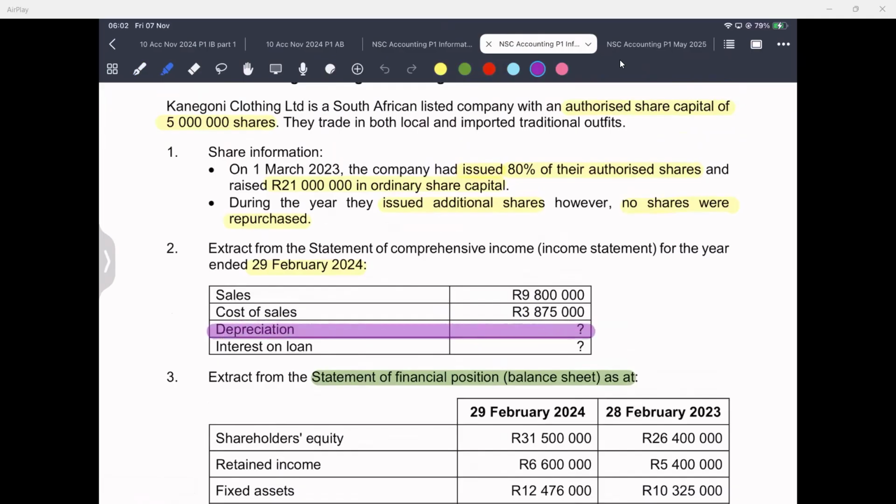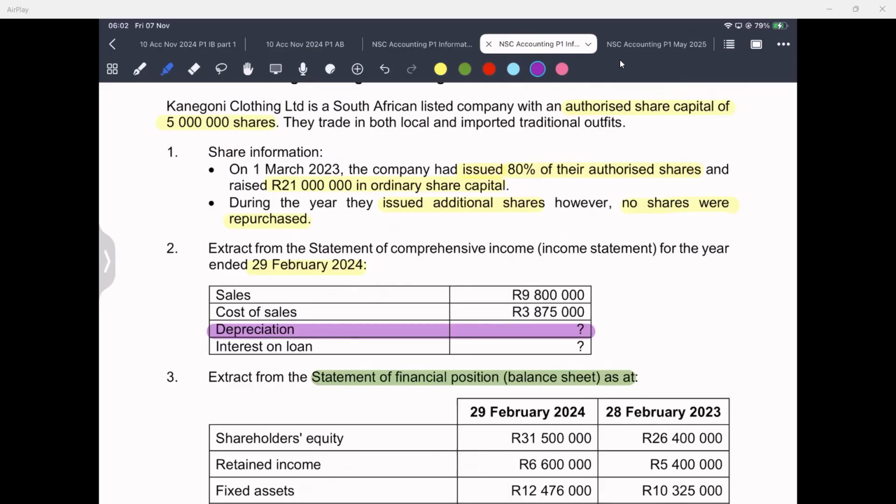Depreciation, you'll find it in your statement of comprehensive income, statement of profit or loss, and other comprehensive income. If I don't find depreciation in my statement of profit or loss or statement of comprehensive income, where else can I find depreciation? You will definitely find it in note number 3.